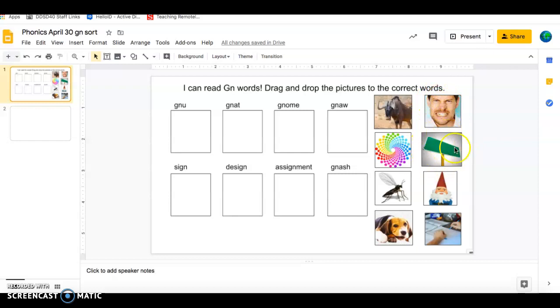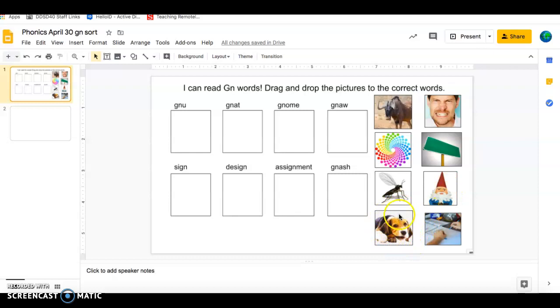This is a picture of a blank sign. So the word is sign. This is a picture of a design. This is a picture of an insect called a gnat. This is a picture of a gnome. A gnome is a funny-looking man with a pointy hat.